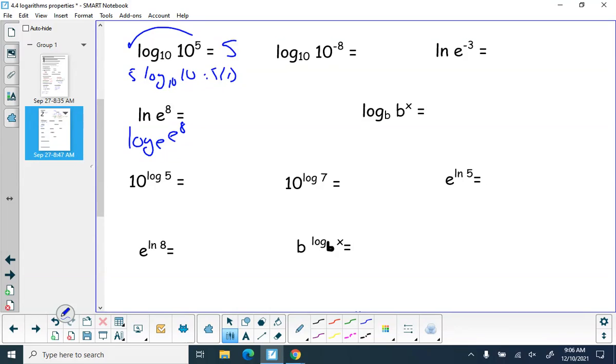If I take 10 to the exponent of log of 5, ten to the exponent of the log of 5. Once again, I have a base of 10 and I have a log base of 10. They should cancel each other out. Do we come back to the value of 5?